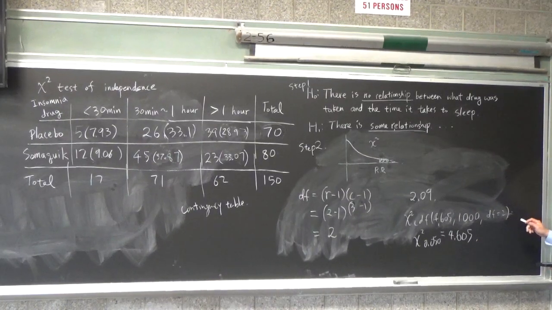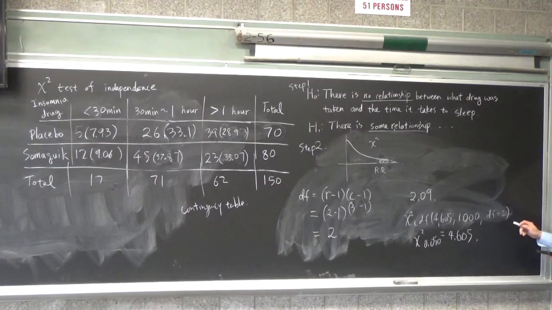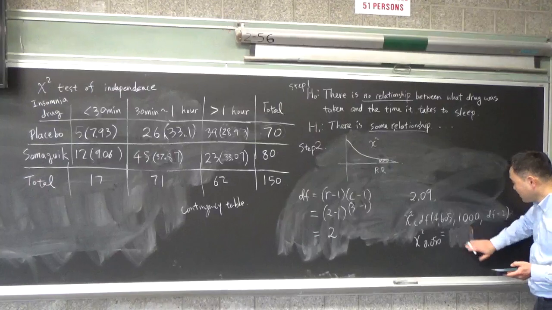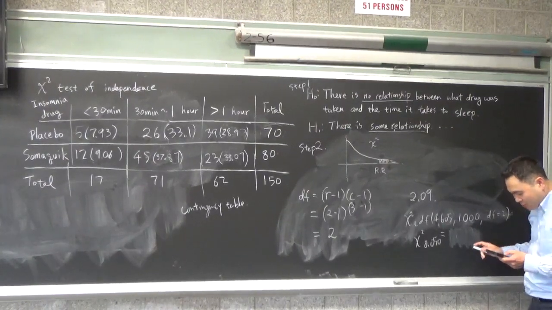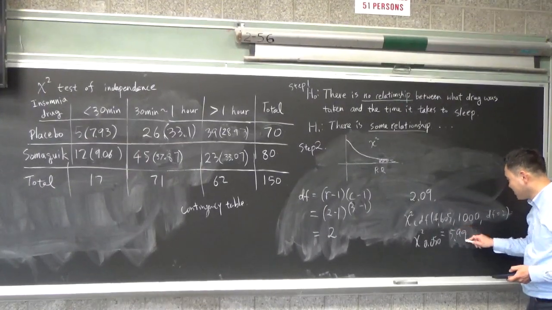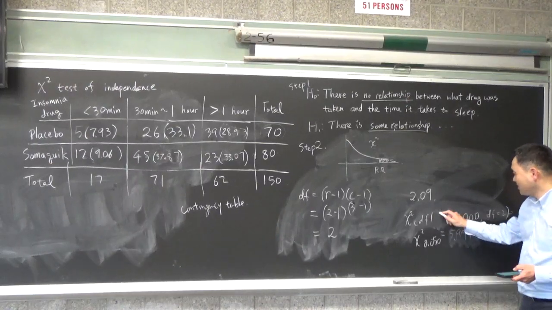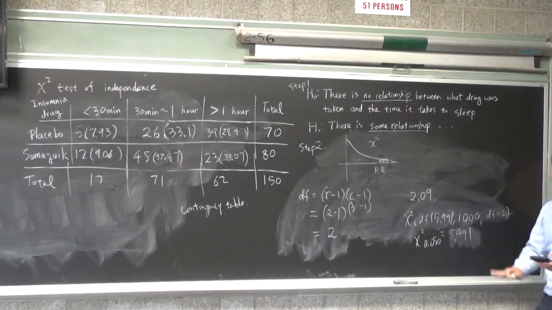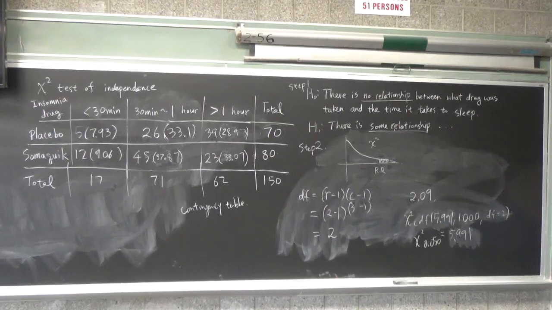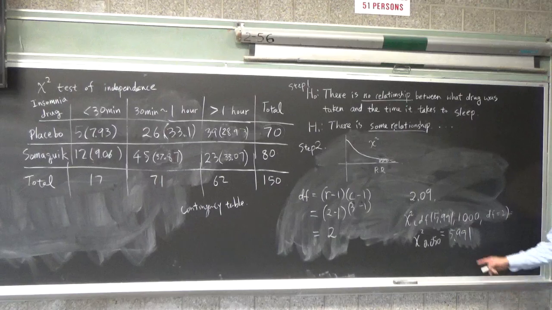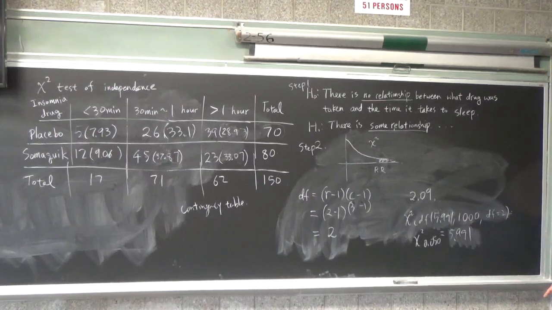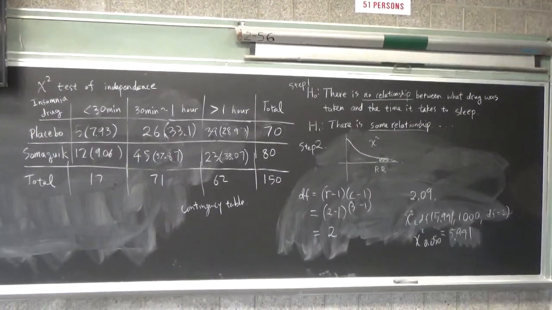It's 0.1. 0.1000008. Sorry, I was looking at the wrong one. It's 5.99. So this should give you 0.05, right, with 5.991? Yeah, it comes up to 0.05. 0.05001. Right, good. You get it?